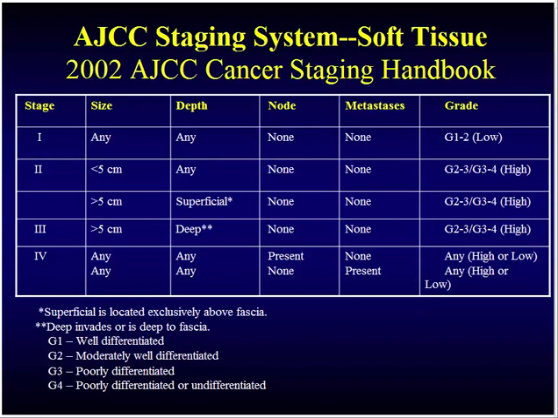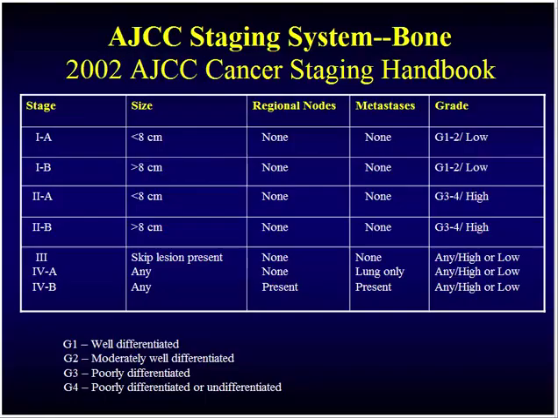Same thing, stage 1 to stage 4, lower to higher grade, and notice that the difference is size. If it's small, low grade is number 1, higher grade but small is better than higher grade but larger than 5 centimeters, and this is superficial now. Then if it goes larger than 5 centimeters, then it's deep, then it's the next stage up, and then finally if it spreads. So you're going from low grade to high grade, size, depth, and grade of lesion.